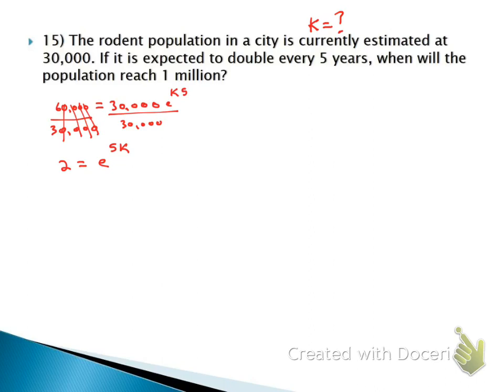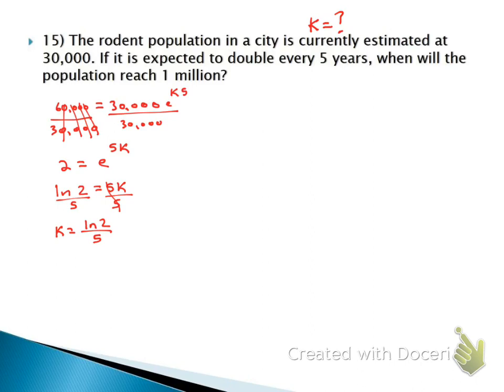I can't solve an exponential, so rewrite it in log. Log base e is ln. So ln of 2 equals 5k. K is the natural log of 2 divided by 5. Would you agree with that? Don't pick up your calculators. We're not rounding yet, because that's what k is. K is the natural log of 2 divided by 5.